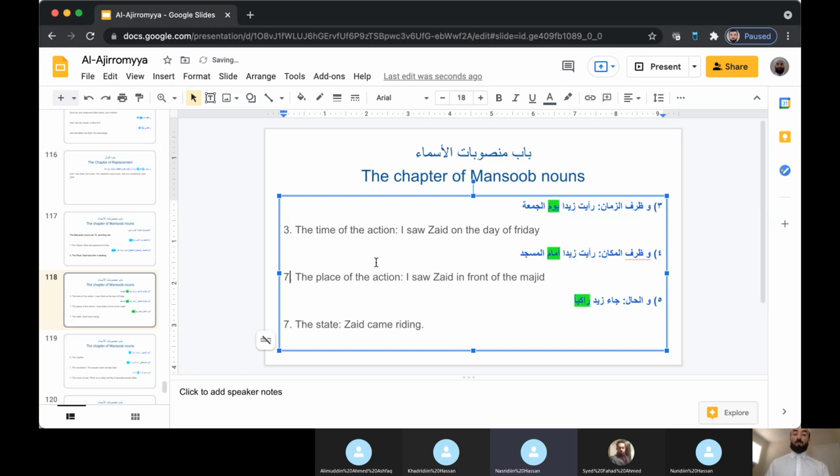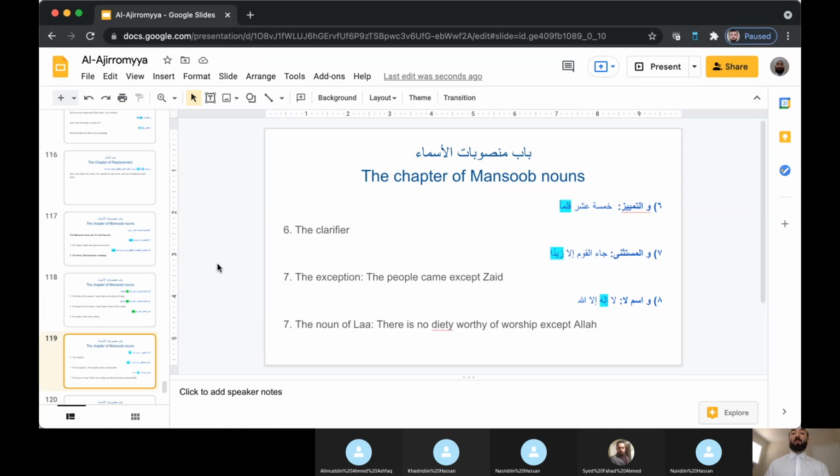Can't you just say it's the state of the action? No, because riding is not the state of the action, but rather the state of the person who's coming. So it has to be the state of either the subject or the object. For example, if I say رأيته راكبا, I saw him riding, it could mean that the object is the one that's riding, in a state of riding. Okay, that makes sense.